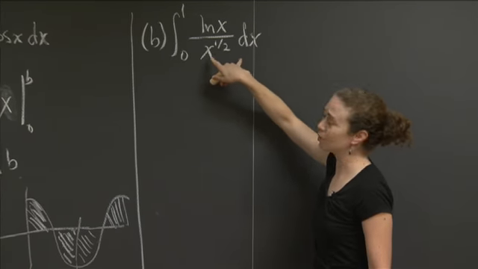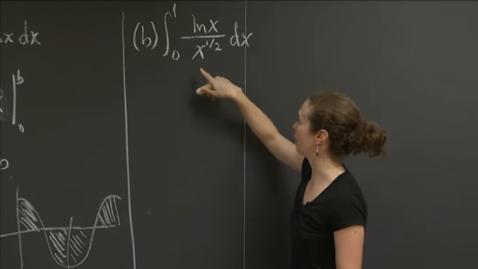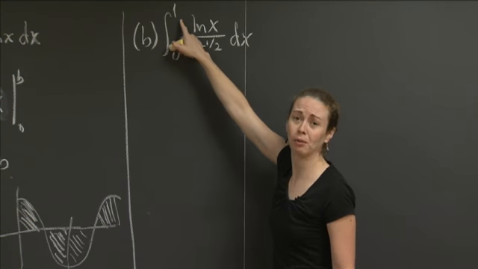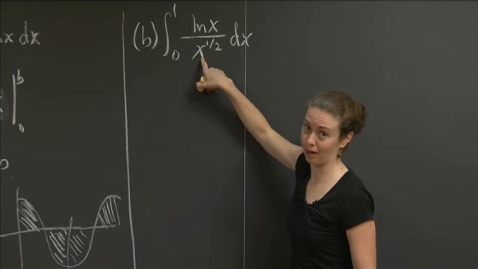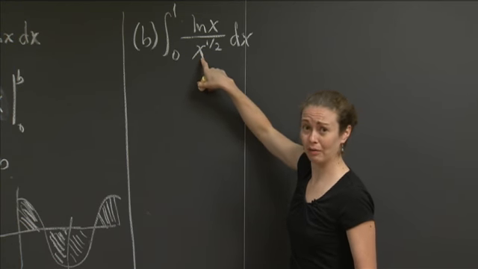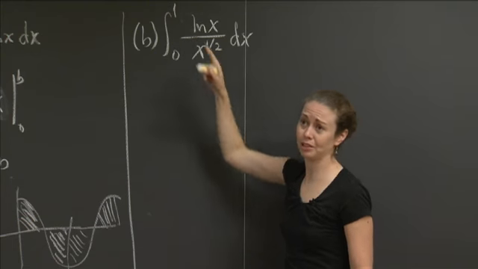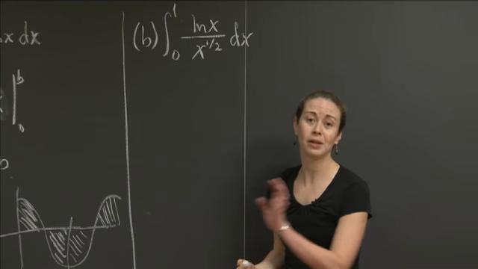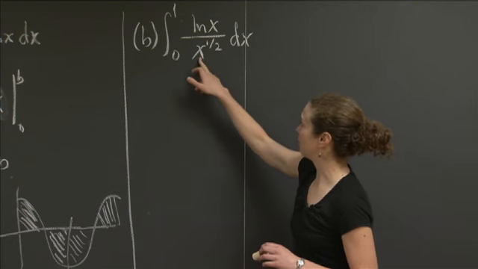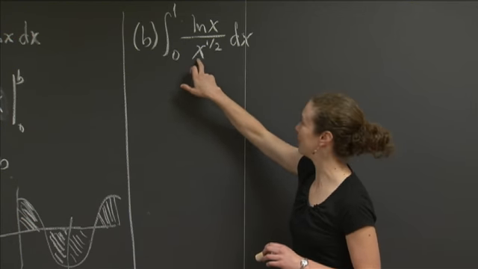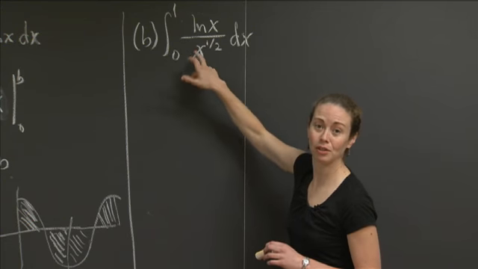Okay, and what I want to point out is we probably want to see why this is improper. Well, at 1 we don't have a problem because natural log of 1 is 0 and we can put a 1 down here and nothing bad happens. At 0 we have a problem. Natural log of 0 actually doesn't exist. The limit as x goes to 0 of natural log x is minus infinity. And then evaluating square root x at 0 gives you 0.